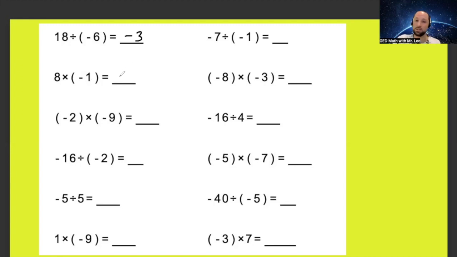Moving down the page, we have 8 times -1. 8 times 1 is 8. Make sure you bring over that single negative sign. Next one, we have a double negative. What's that make? That's a positive. 2 times 9 is 18. The two negatives cancel out.